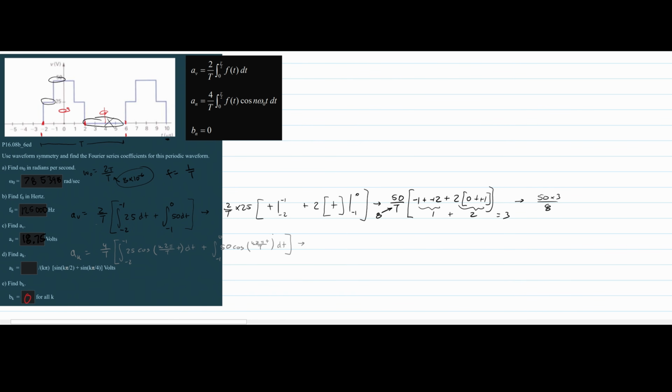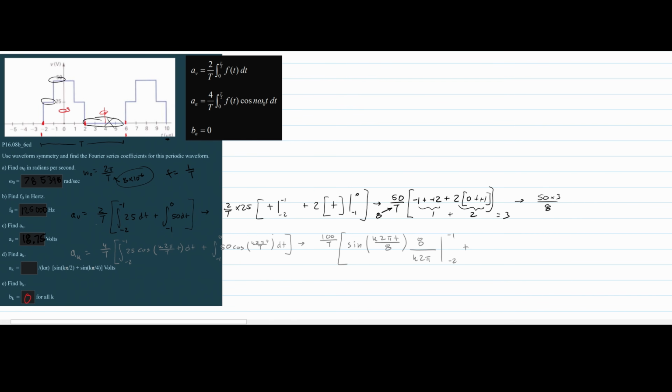I'm also again going to factor out a 25. So we're going to have 25 times 4. It's going to give us 100 over T. And then inside of our integration, we are going to have a sine of k 2 pi times little t over, and we'll just put this as 8 because we know T is 8. So let's just start making all the variables the same. And we're multiplying this by our T, which is 8, divided by k 2 pi. And this is going from negative 2 to negative 1.